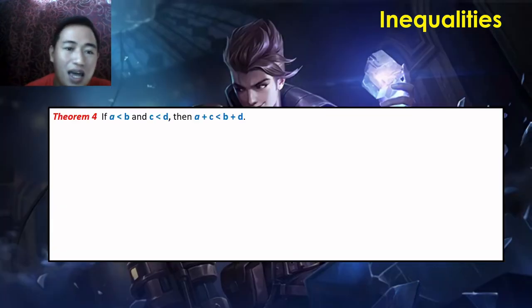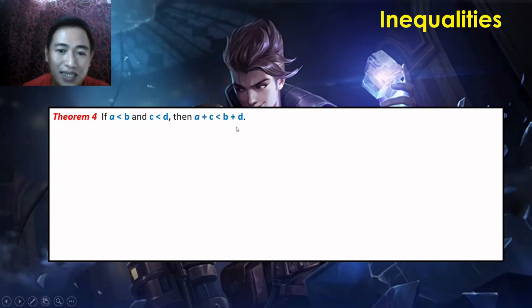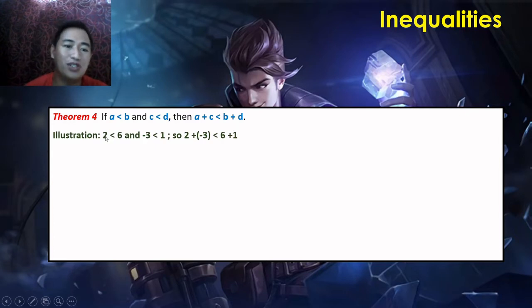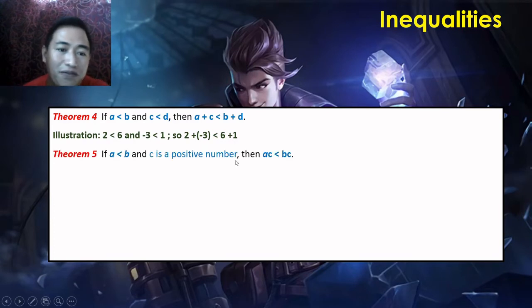If A is less than B and C is less than D, then, so kaning class, gamay si A kang B, niya gamay pod si C kang D, so kung i-plus nato ang gagmay, mas gamay gihapon sila kaysa i-plus sa dagko nga side. So that A plus C is less than B plus D. So 2 is less than 6 and negative 3 is less than 1. So kung i-plus nato class, this is negative 1 and then 6 plus 1 is 7. So dako si 7.